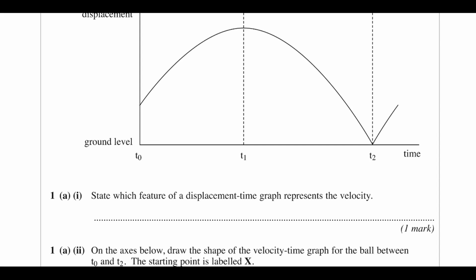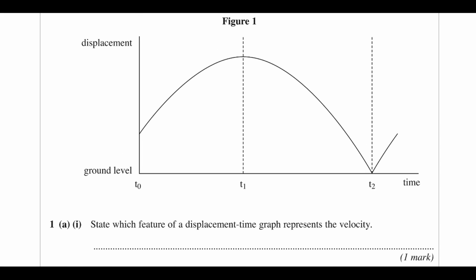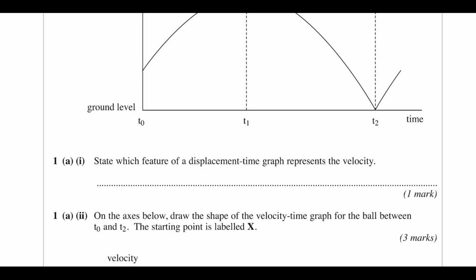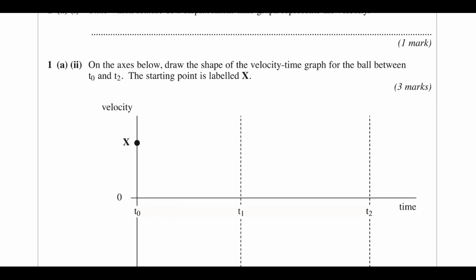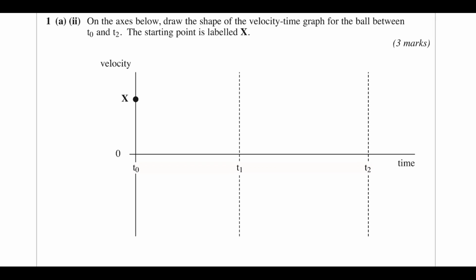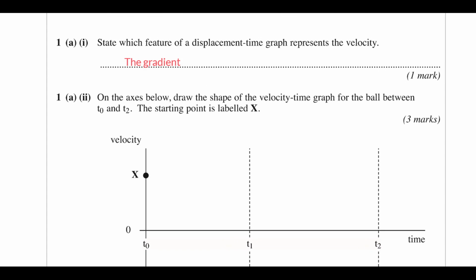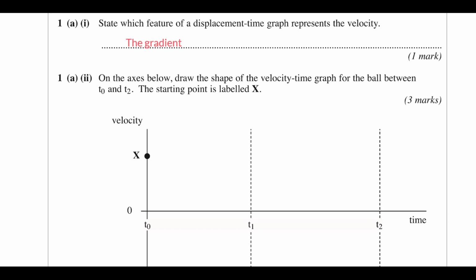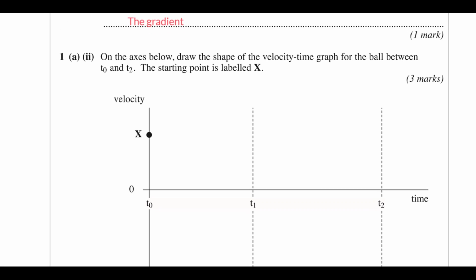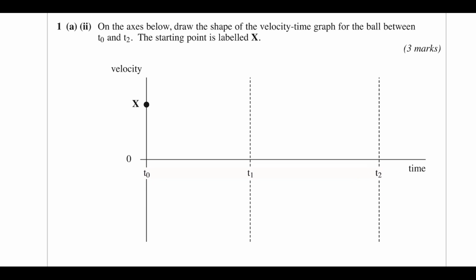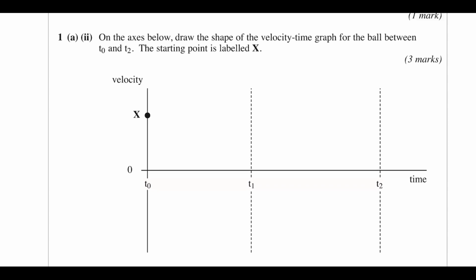So state which feature of this graph represents velocity. It's the gradient of the graph, and then we're going to sketch what the velocity versus time graph looks like. Okay, so we've got the gradient is the velocity, and we want to draw what the velocity time graph looks like between the two.